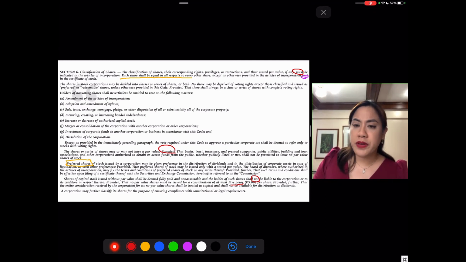A corporation may further classify its shares for the purpose of ensuring compliance with constitutional or legal requirements. Okay.